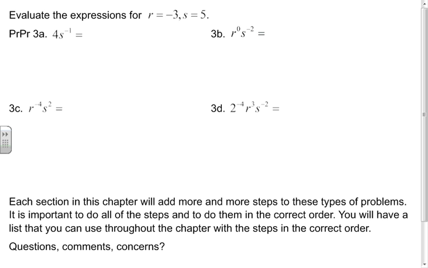Four of those practice problems for you, remember, our 3 rules. Negative exponents, 0 exponents, more math. Paragraph at the bottom. Each section in this chapter will add more and more steps to these types of problems. It's important that you do all of the steps and do them in the correct order. You will have a list that you can use throughout the chapter with the steps written in correct order. And that's the cheat sheet I gave you. Make sure you hang on to that.